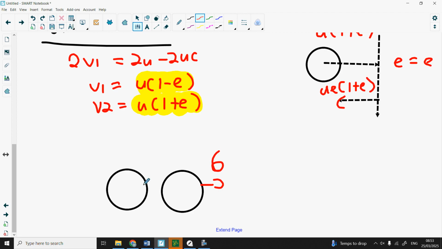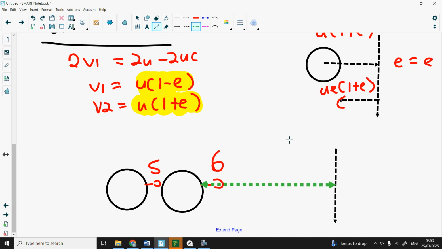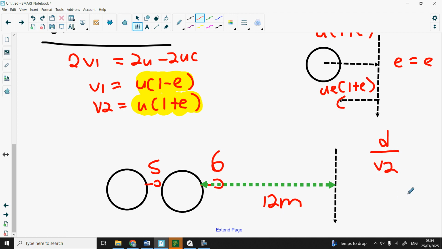This one's traveling 6, this one's traveling 5. The second particle to the wall, for argument's sake, is 12 meters. You all okay with that? How long did it take the first particle to reach the wall? Yeah. So what you did was you did the distance divided by v2, didn't you? And you calculated that to be 2 seconds.